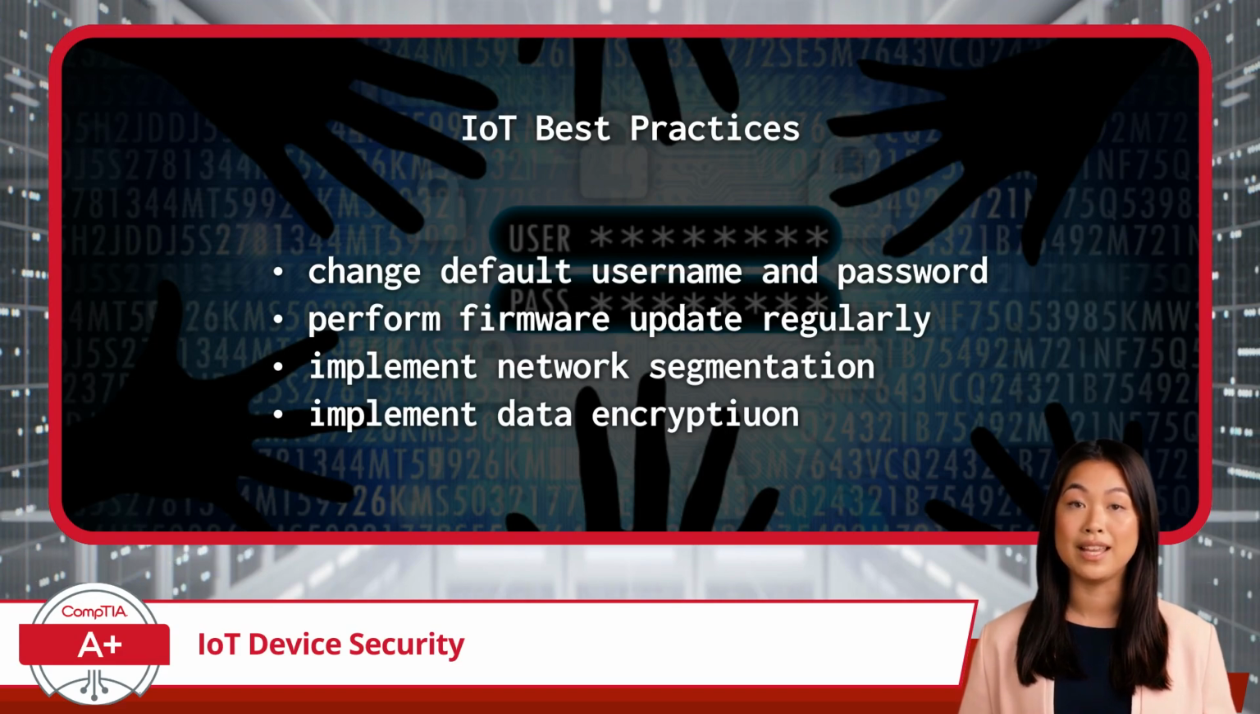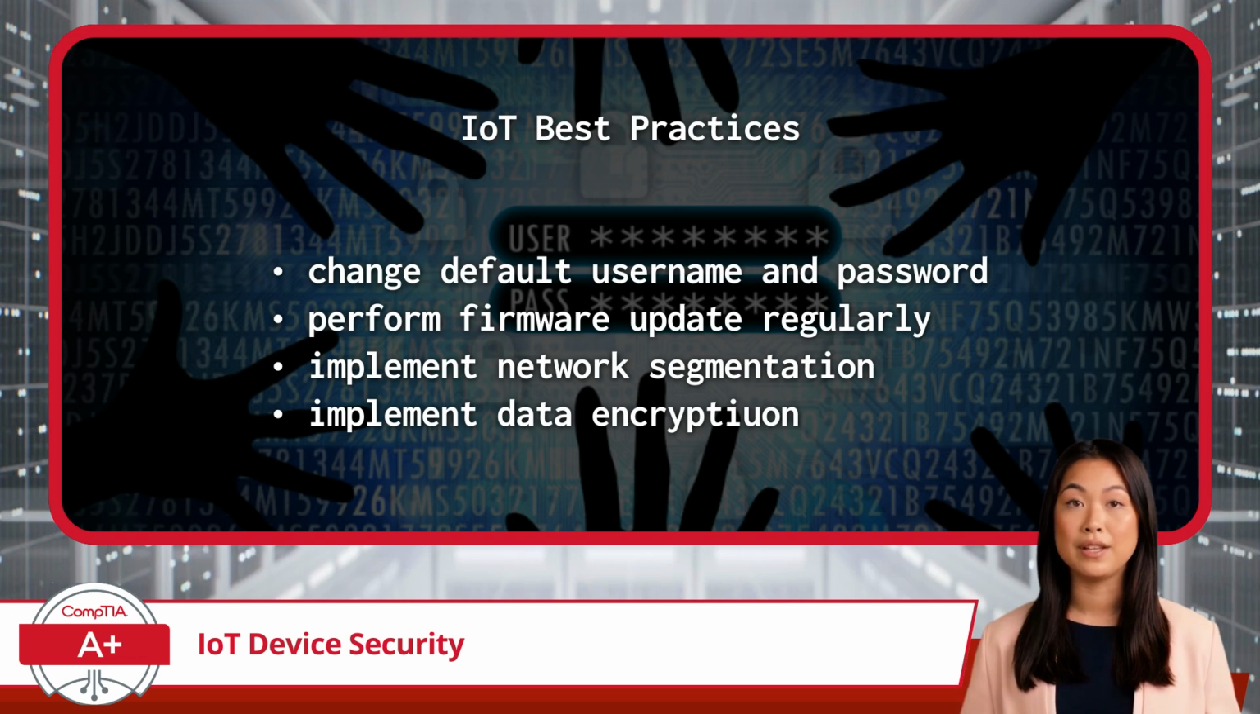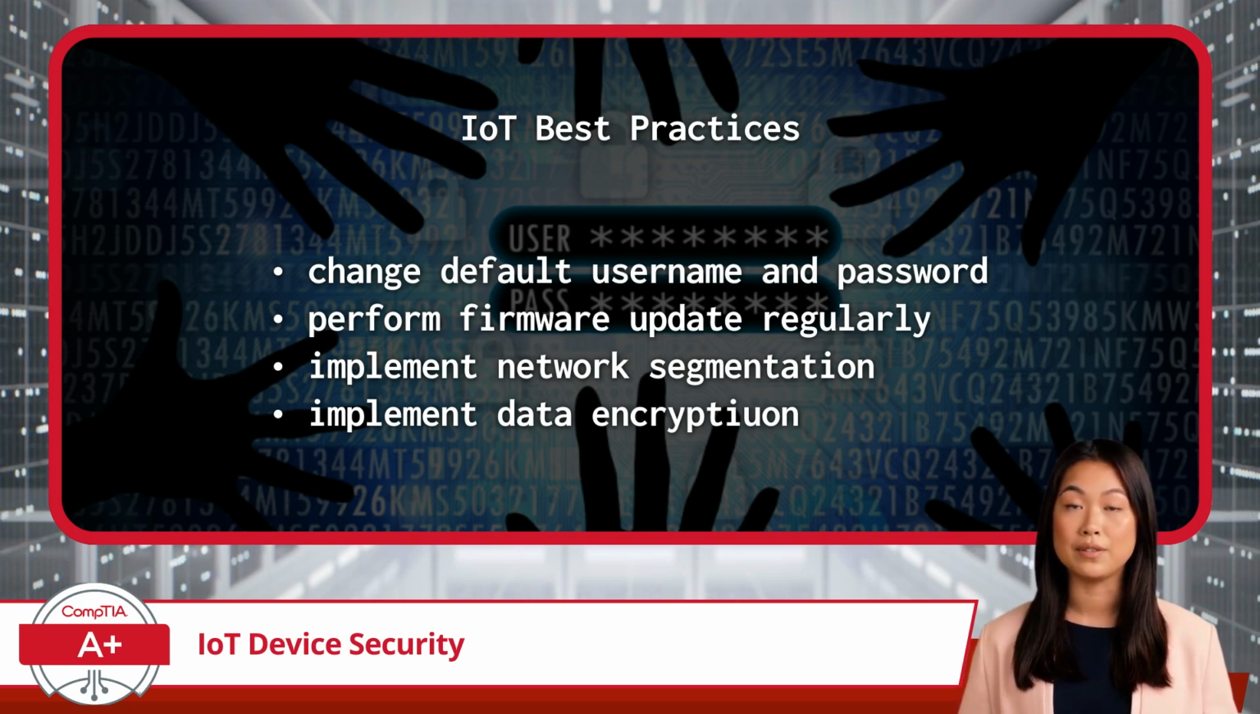In addition, network segmentation is an effective strategy for isolating IoT devices from more sensitive systems, reducing the potential damage in the event of a breach. Finally, implementing encryption for data transmission is important for ensuring that intercepted data remains secure.